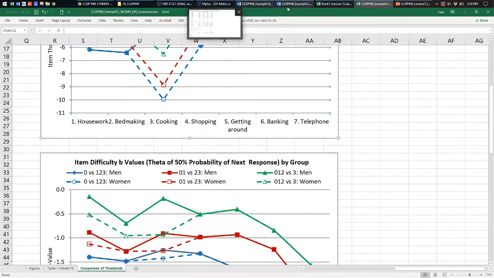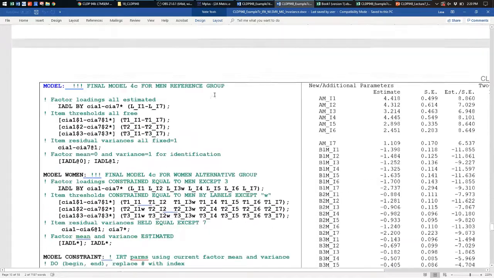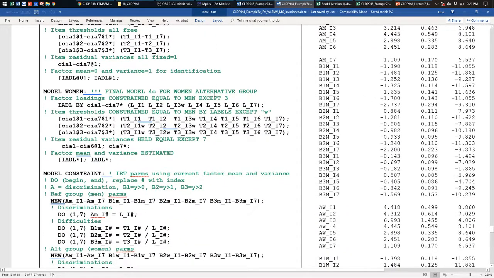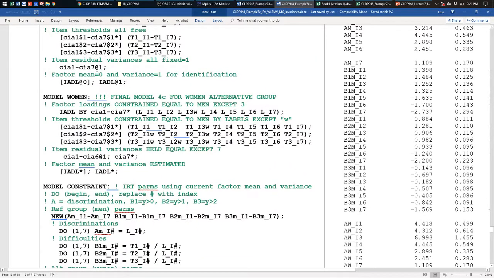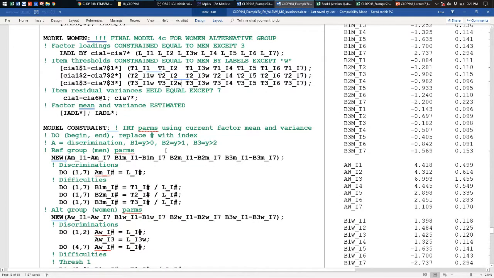I like difficulties. So let's look at those. So here's what I did. I had to type out some more code. I have all of the thresholds for men, and then I wrote out all the thresholds for women, in which I added a W after the ones that are different. I used model constraint to calculate B values for men and B values for women. B is threshold divided by loading, where the do loops are used to save code where it's possible to.